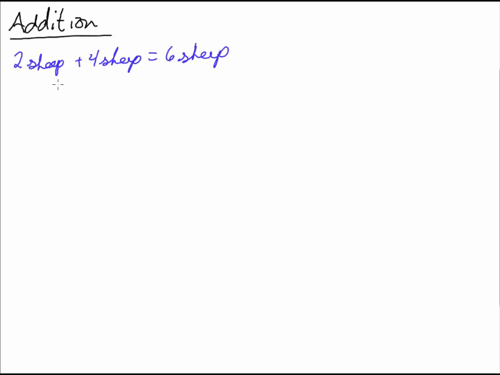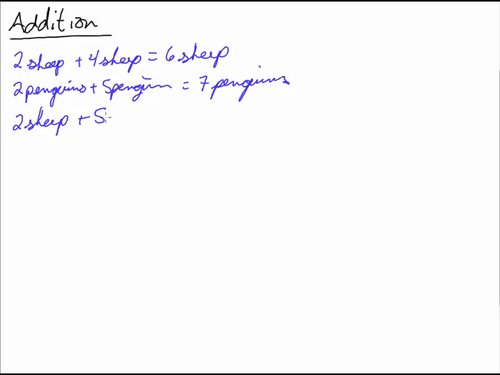Good deal. Now, you do something similar and you have 2 penguins plus 5 penguins. Good. And that's going to be 7 penguins. And then you run into something like this. What if you had 2 sheep plus 5 penguins?